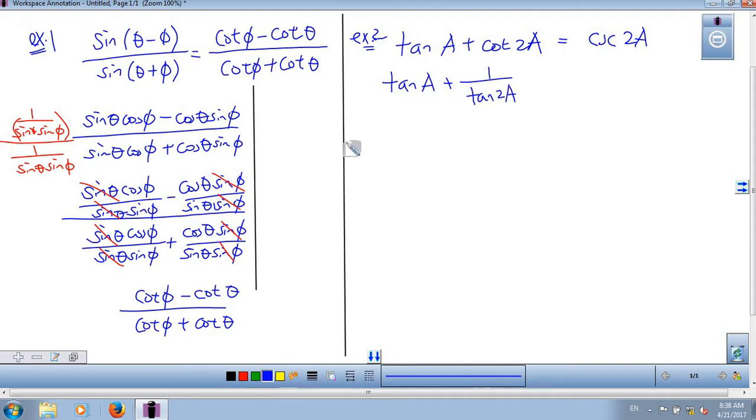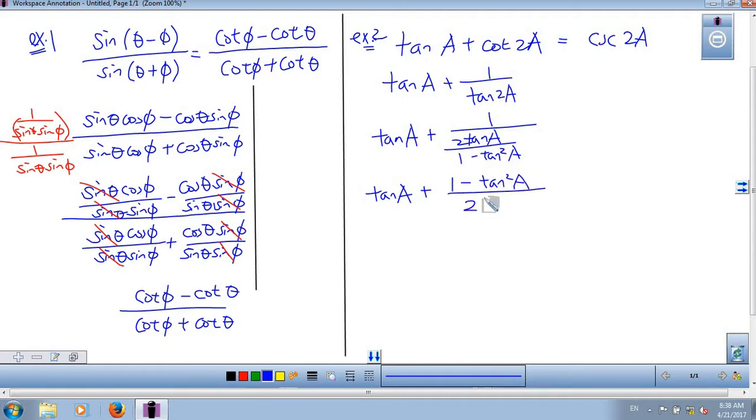Now let's remember what was the formula for the tangent of double angle. Tangent 2A is 2 tangent A divided by 1 minus tangent square A. Remember that? So this is 1 over this. Now remember, when we divide by a fraction, it is just the reciprocal of this. So this becomes 1 minus tangent square A divided by 2 tangent A.